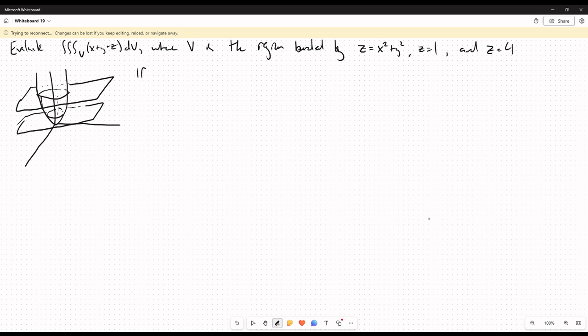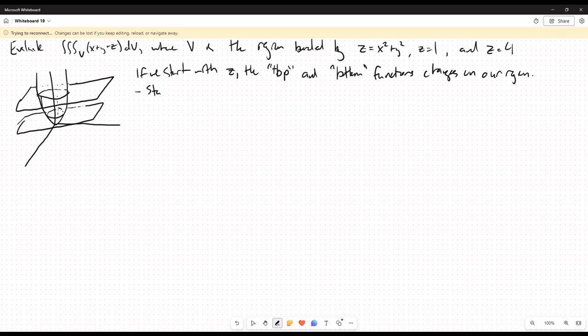So if we start with z, the top and bottom function changes on our region. What this tells me is that I want to start with x or y, which means I'm going to need to solve my equation here for either x or y. So let's go ahead and do that.